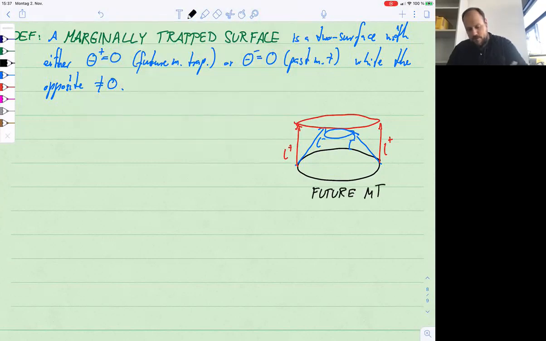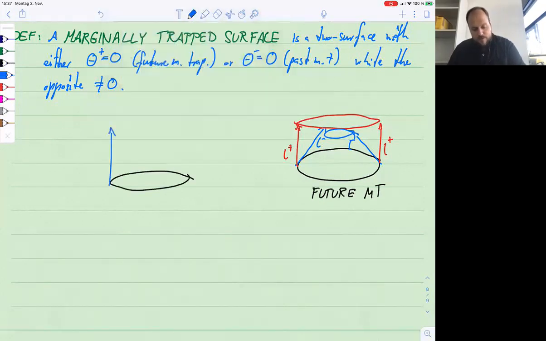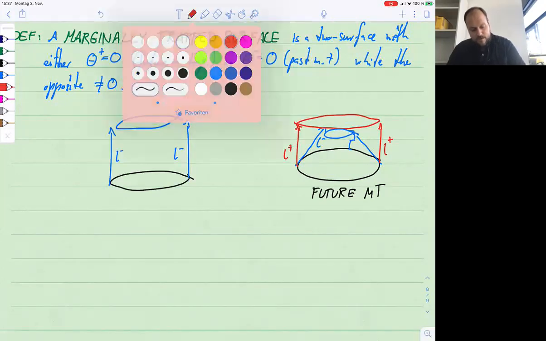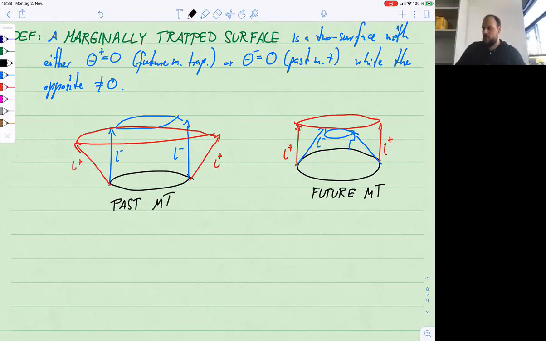And for the past, this is future marginally trapped, and the past is of course accordingly that: now the outgoing is like that and the ingoing is like that, and the outgoing is still outgoing. And this part here will then be the past horizon. When something happens here, that will be the future horizon. So this is just past marginal trapped.